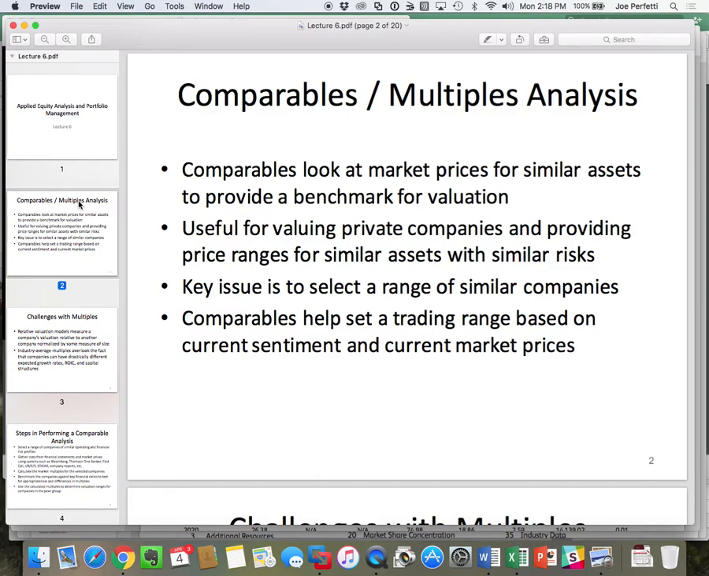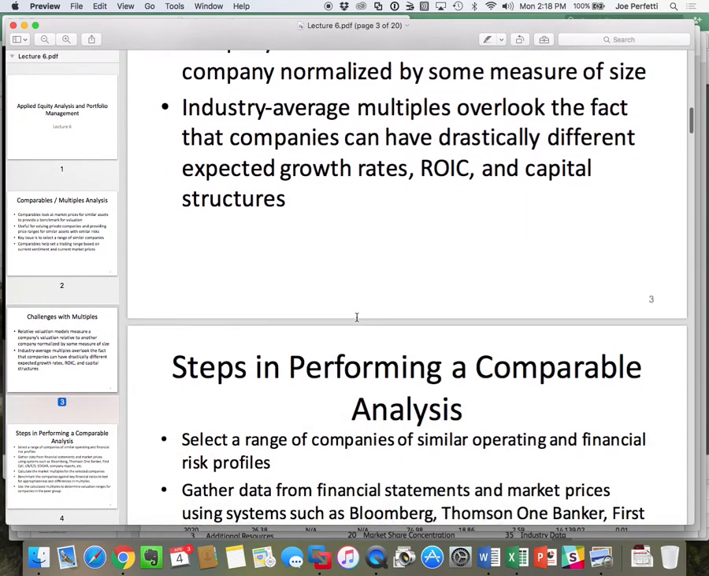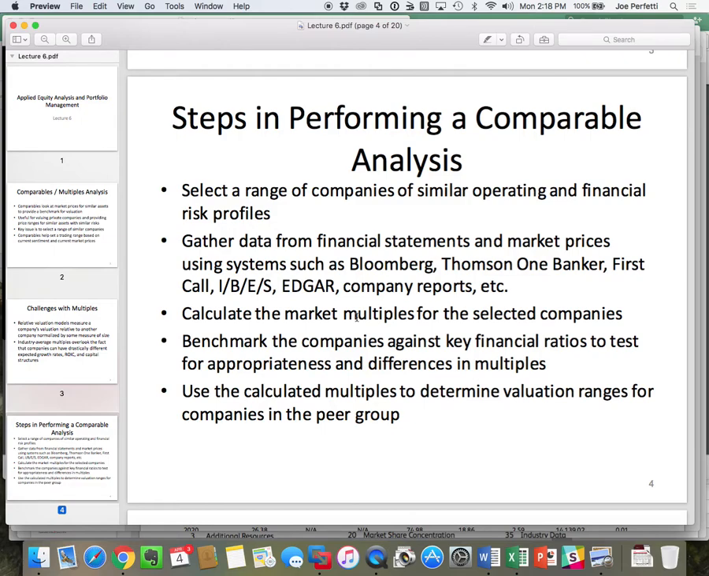So here's the advantage: multiples are simple. And here's the disadvantage: multiples are simple. So that simplicity also causes us some problems. One of the keys and one of the challenges with multiples is that we need to find similar companies. And as simple as that sounds, it's really hard. I'll give you an example.